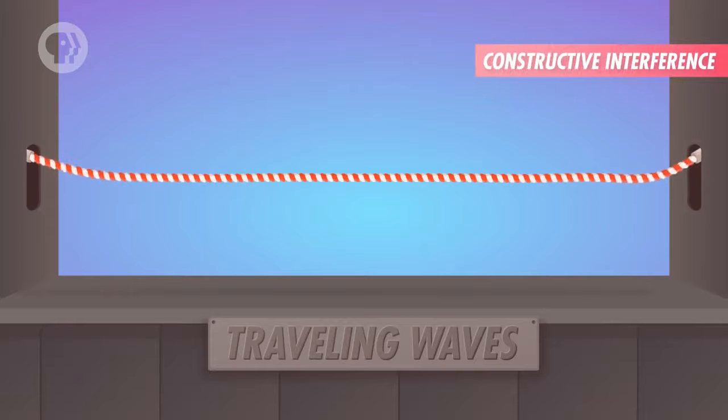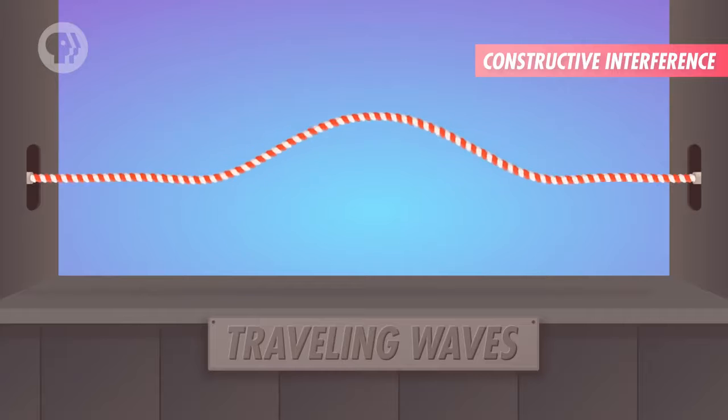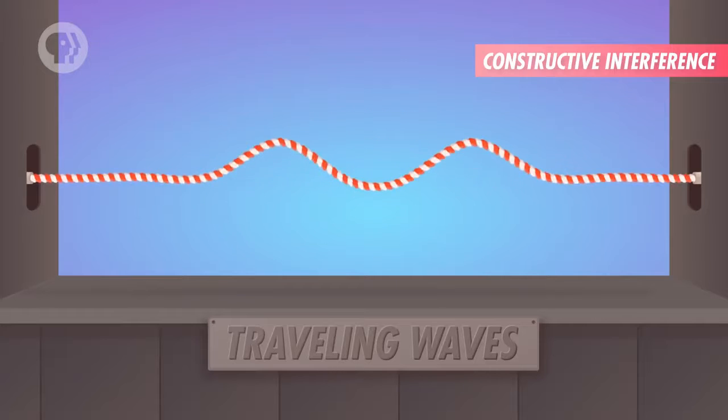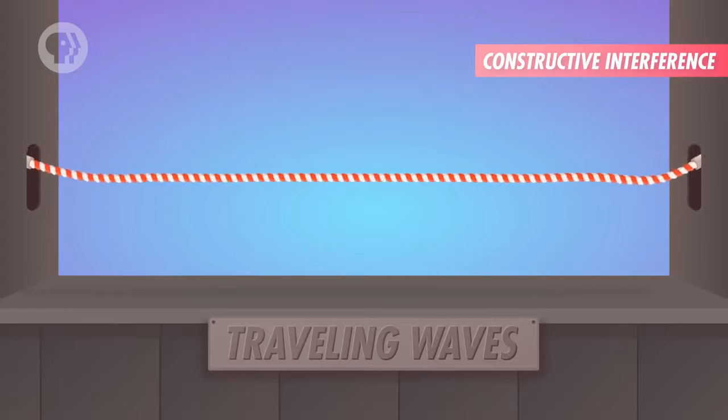Now, sometimes multiple waves can combine. For example, say you send two identical pulses, both crests, along a rope, one from each end. When the two pulses overlap, they combine to make one crest with a higher amplitude than the original ones. That's called constructive interference. The waves build on each other.